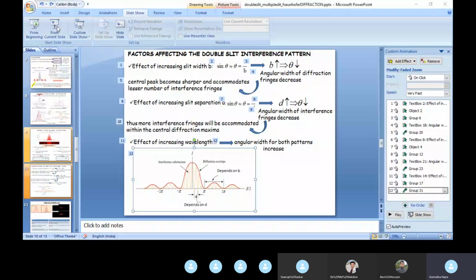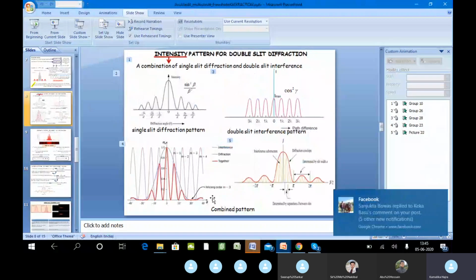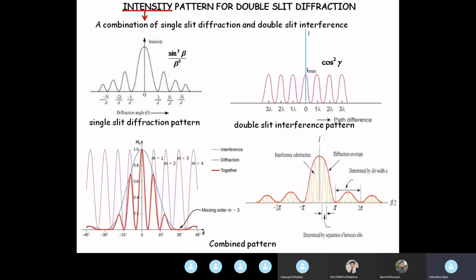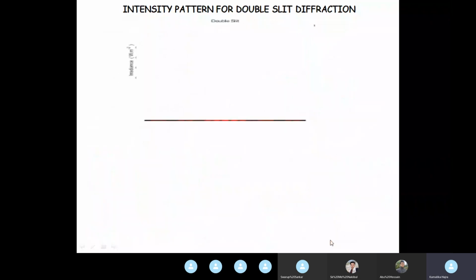So once again I go back to this figure. See, if the angular width of an interference fringe decreases, so these become sharper, so more number of fringes will come and gather inside the central maxima. Okay.